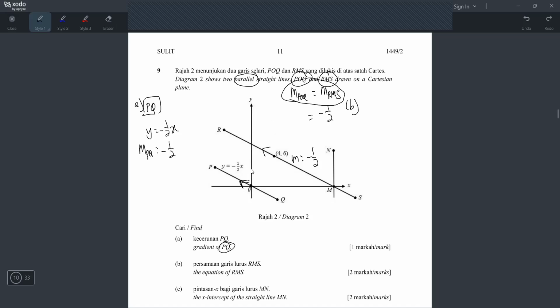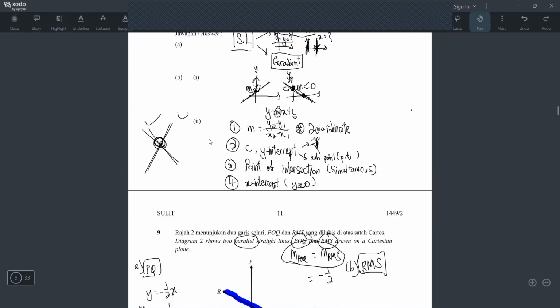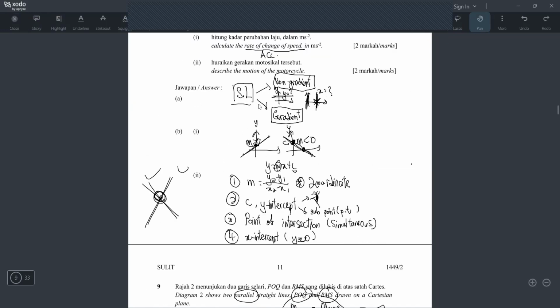They are parallel, right? The soalan mentioned parallel lines. That's why they have the same gradient. Okay, let's do B. Find the equation of RMS. So let's write RMS line. Okay, let's observe the RMS line. Is this a gradient line or non-gradient line? Garisan yang ada kecuraman or tak ada kecuraman RMS? Yang gradient line, right? Because dia punya line ada sengit. So bila ada sengit, we call it gradient line. So bila gradient line, dia punya equation akan jadi y equals mx plus c.